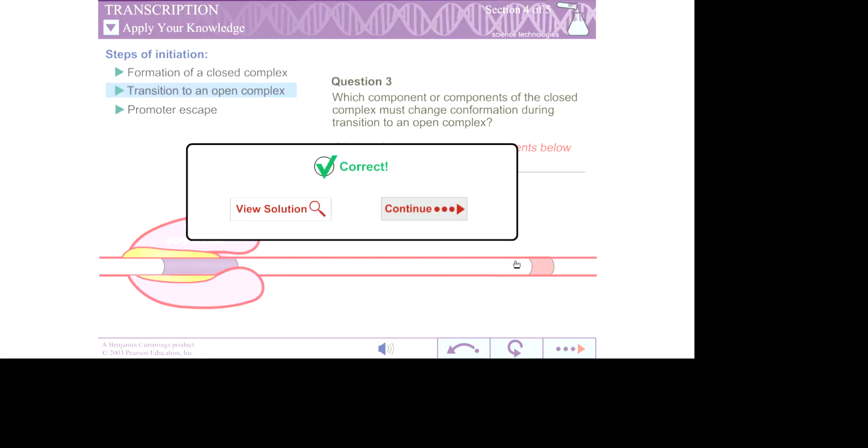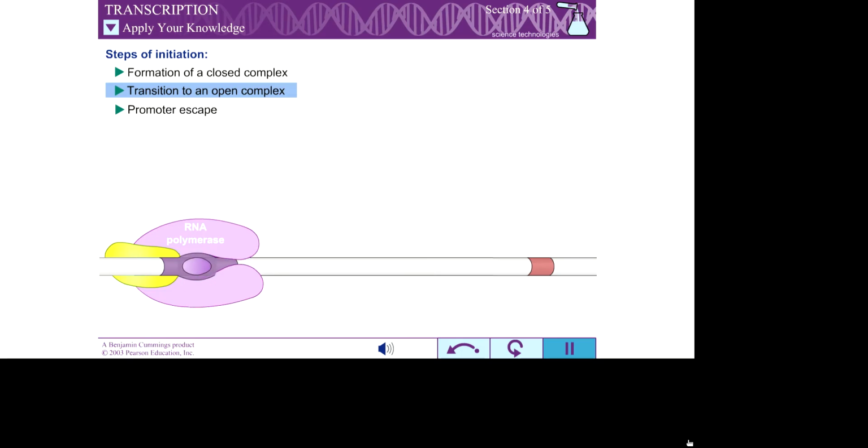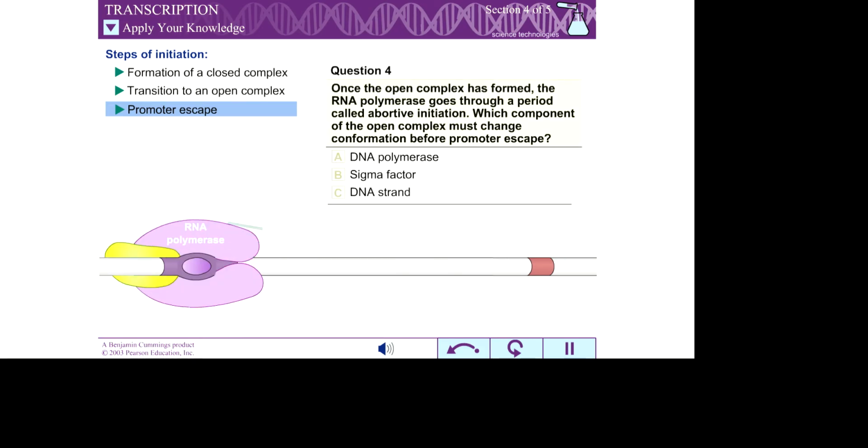Correct. Question 4. Once the open complex has formed, the RNA polymerase goes through a period called abortive initiation. Which component of the open complex must change conformation before promoter escape?